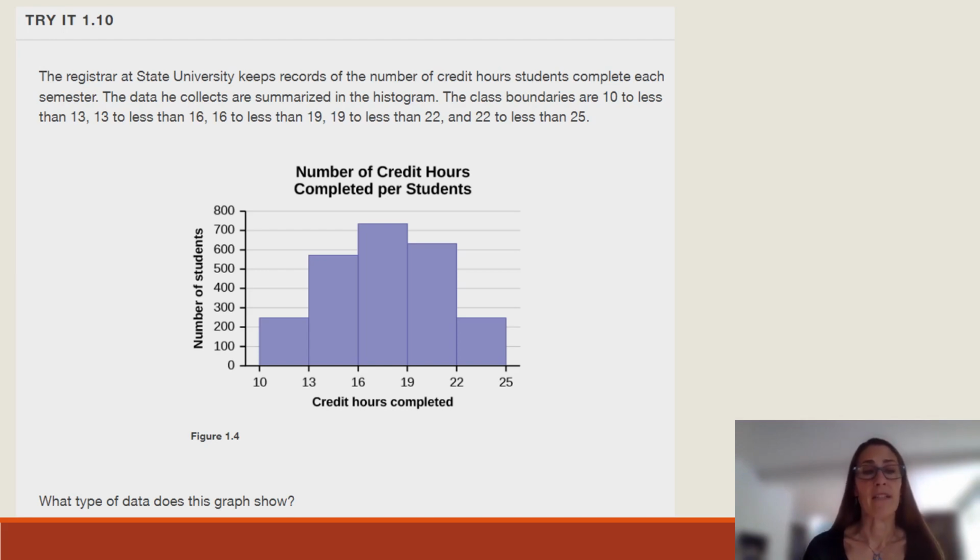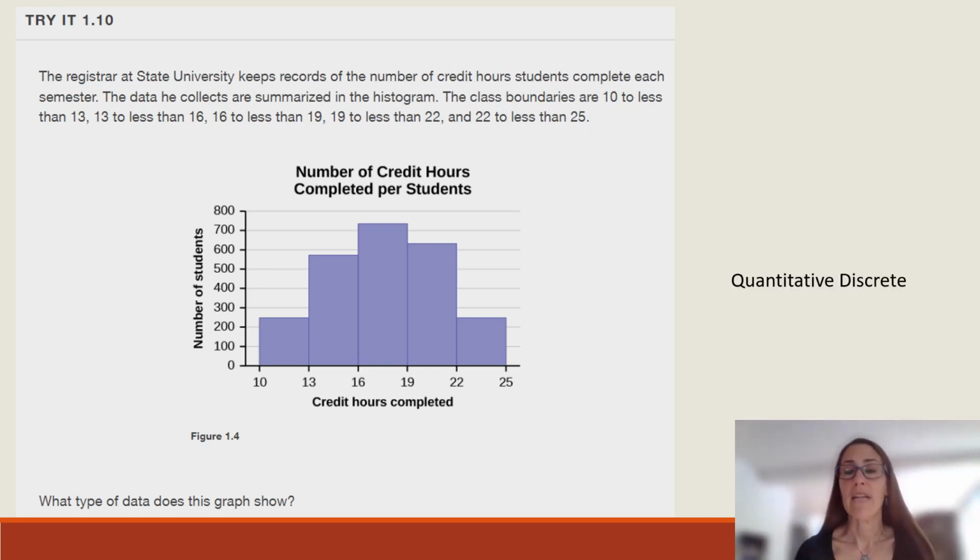But what type of data does this graph show? It's the number of credit hours completed per student. So how many credit hours can you do? Obviously 10, 13, 16. It's quantitative discrete. Again, you might argue that this could be quantitative continuous if you potentially have a half credit, but you could even then say that that is discrete because it's just 1, 1.5, 2, 2.5, etc. It's not all the numbers in between.